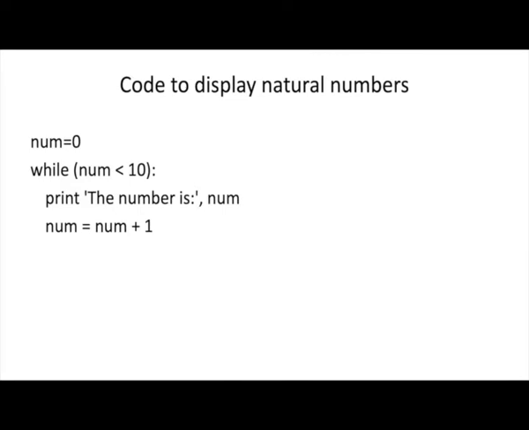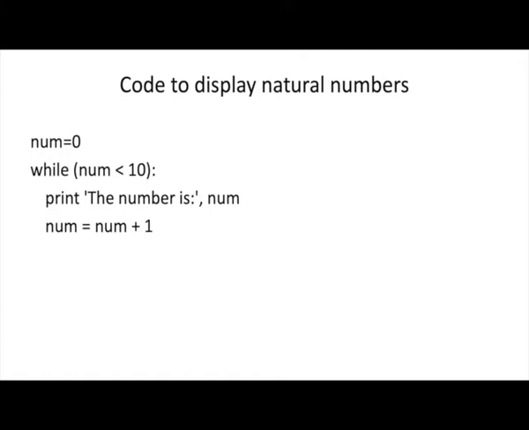Here you can see that we use a variable num and assign it to 0, then we use the while keyword, then the condition is num less than 10 followed by a colon, and then we have an indentation and the first statement, that is print, which prints the text, the number is followed by the number, and increments the number.